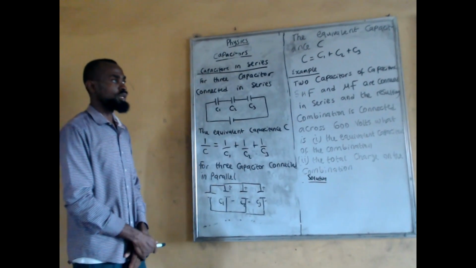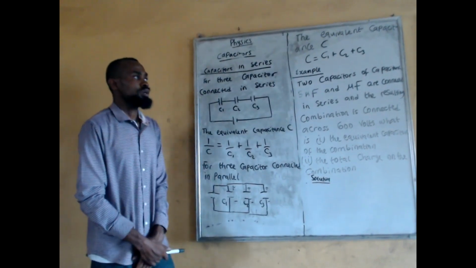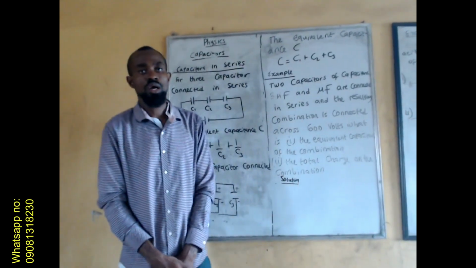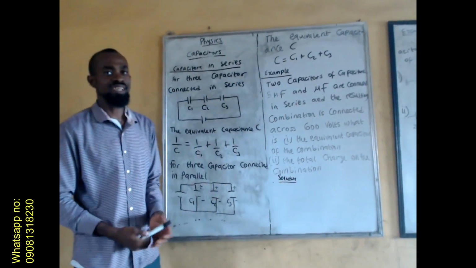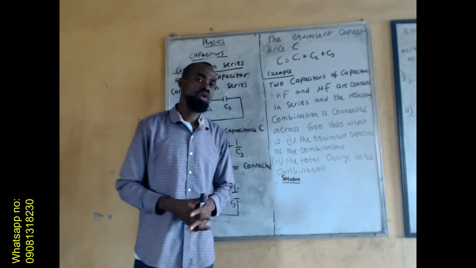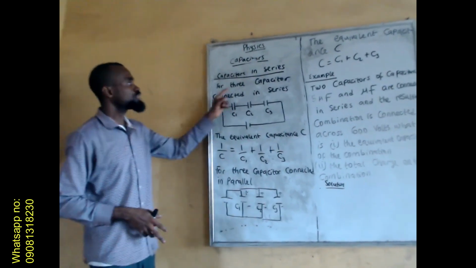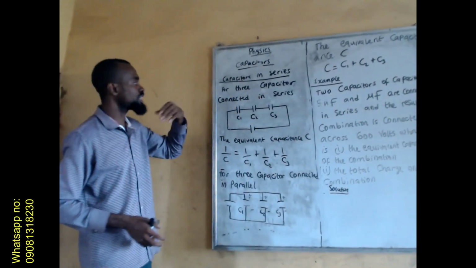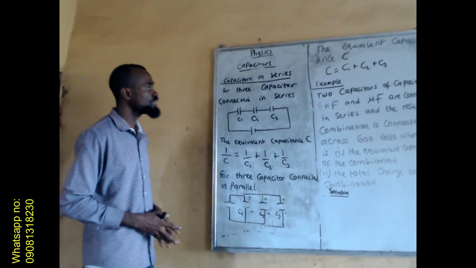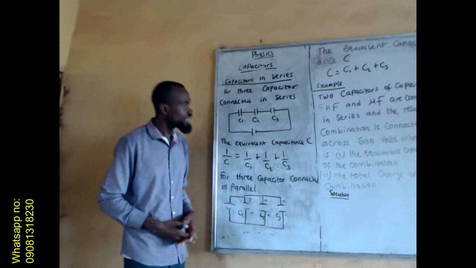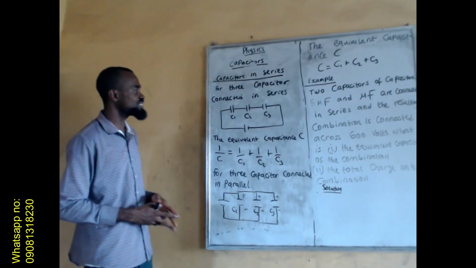So now that we know what a capacitor is, in an electric circuit you may have more than two capacitors, and they may be connected in series or in parallel. Series or parallel connection. Let's just take the example of three capacitors. For three capacitors that are connected in series, this diagram illustrates three capacitors connected in series.